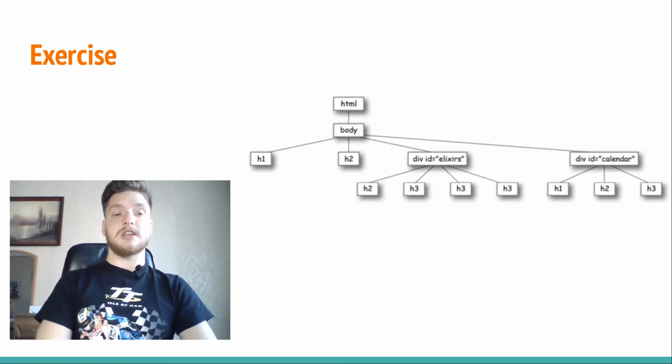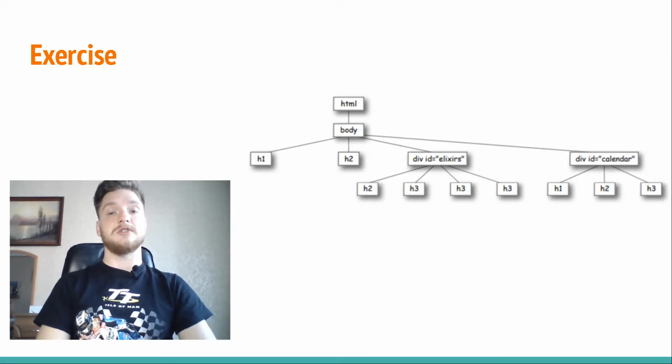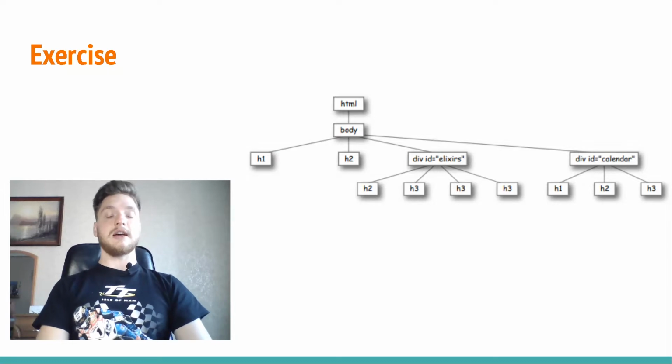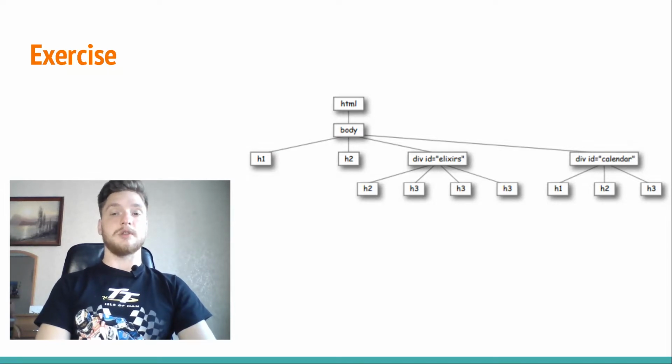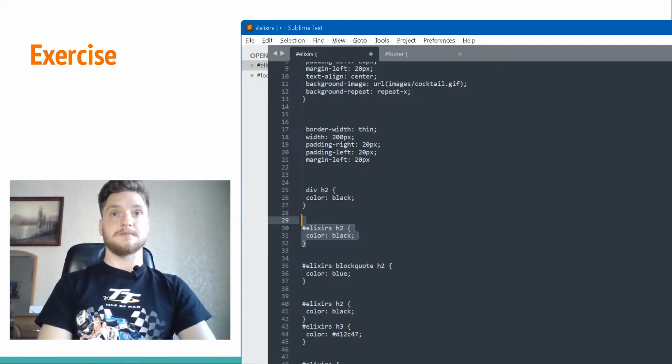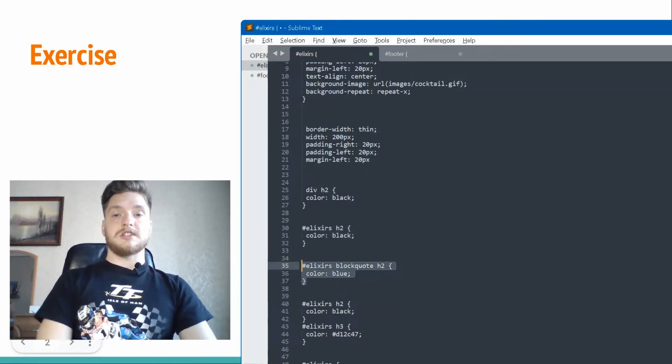Well, is there a way to select a direct child? Yes, for example, you could use #elixirs > h2 to select an h2 only if it is the direct child of an element with an ID of elixirs. What if I need something more complex, like an h2 that is the child of a blockquote that is in elixirs? It works the same way, just use more descendants like this. #elixirs blockquote h2 color blue.